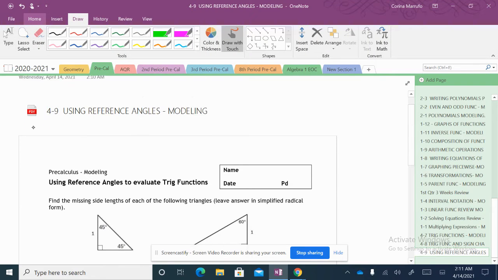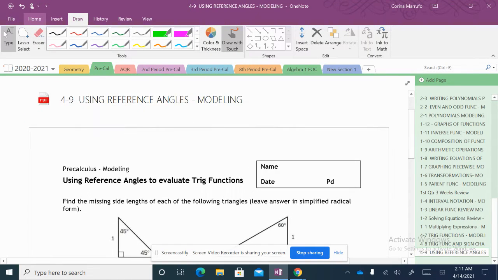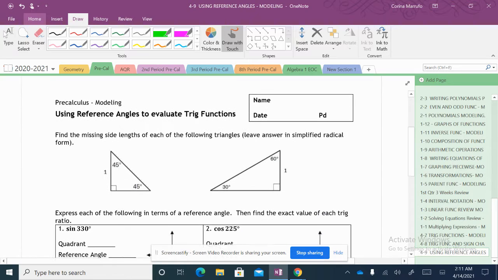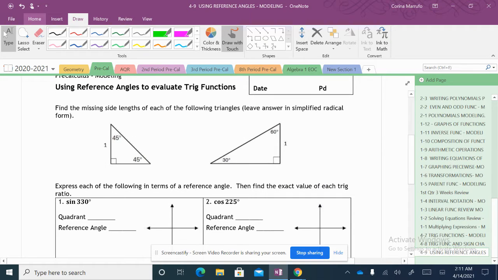All right, so next we're going to be using reference angles to evaluate trig functions. Find the missing side lengths of each of the following triangles. I don't know if you remember this from your geometry class, but we have our special right triangles, which is our 45, 45, 90. On our 45, 45, 90, if that one's 1, then this side is also 1, because since these two angles are the same, these two sides are the same.